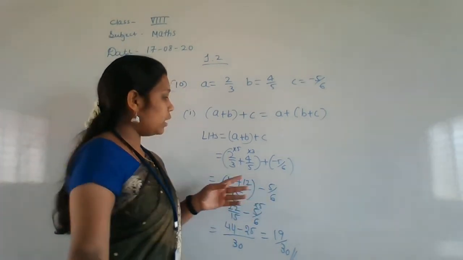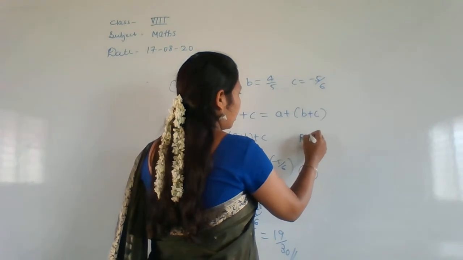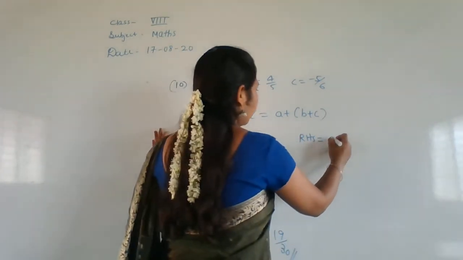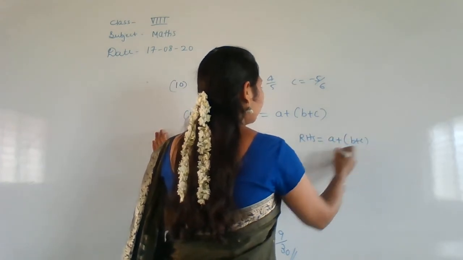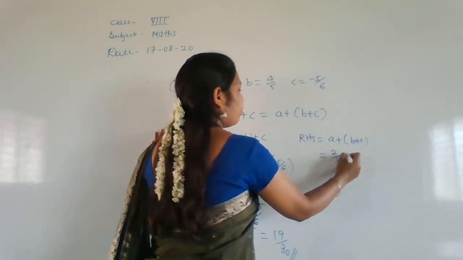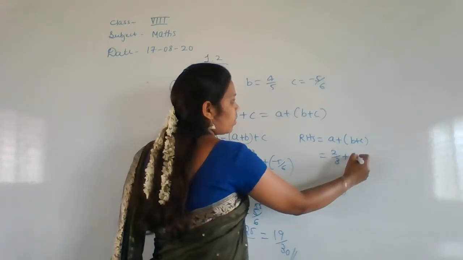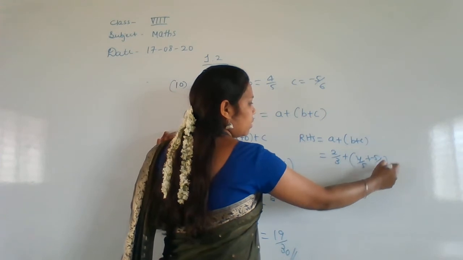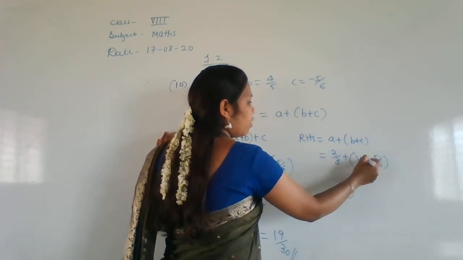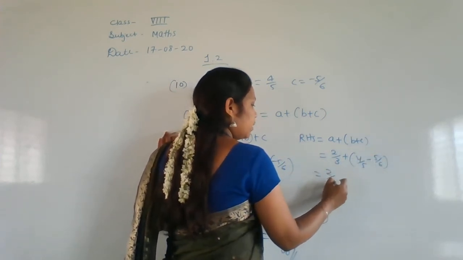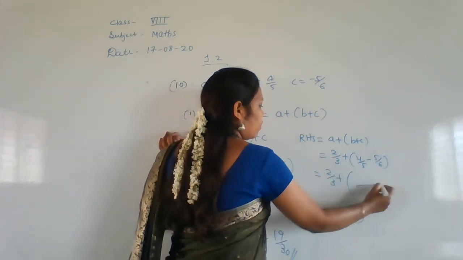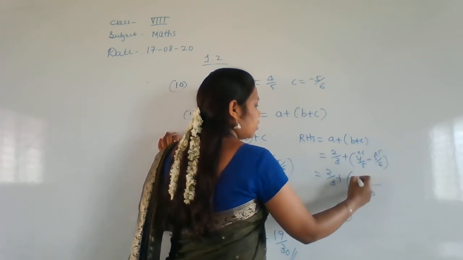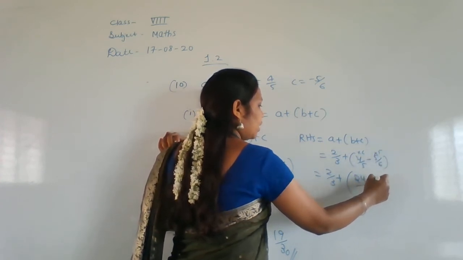So now we have to do the RHS value. What is RHS? RHS is A plus B plus C, that is A is 2 by 3 plus B is 4 by 5 plus C is minus 5 by 6. That is nothing but, directly I'll write here minus. Okay. So 2 by 3 plus, take the LCM of 5 and 6, that is 30. Here 6 4s are 24, 5 5s are 25.